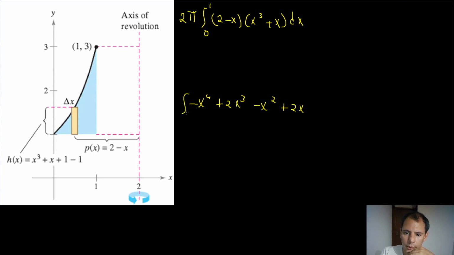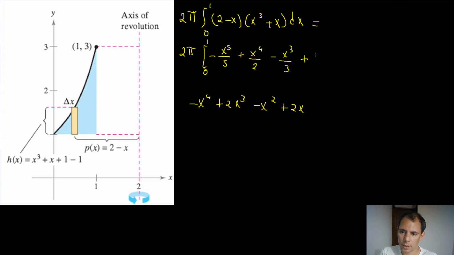So it's the integral of this, and I'm already going to do the integral of this, okay? I'm going to do it down here: 2 pi times integrating from 0 to 1, minus x to the 5th divided by 5. Then you're going to have 2x to the 4th divided by 4, so it's going to be x to the 4th divided by 2, minus x cubed divided by 3, plus x squared, because it's 2x squared divided by 2.